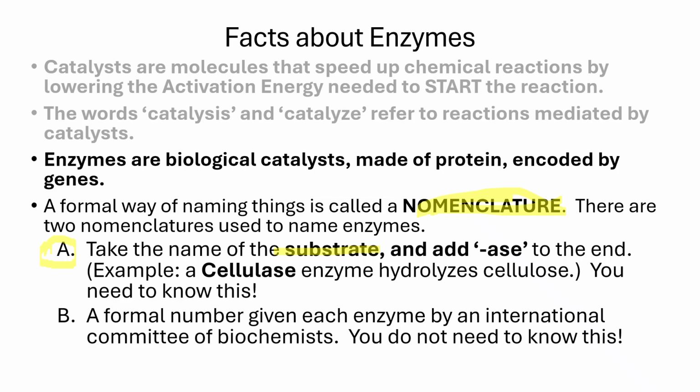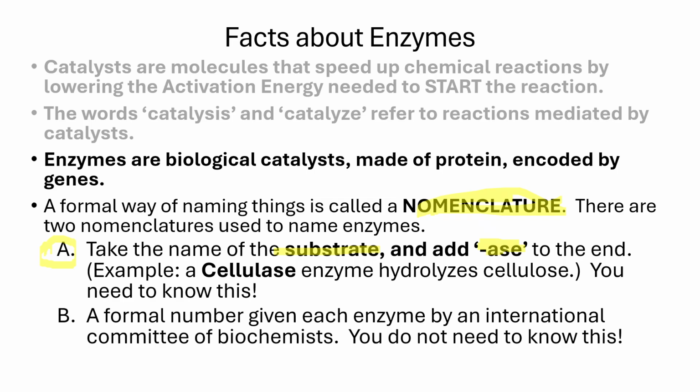So, for example, if the enzyme works on cellulose or amylose, then the substrate for those enzymes would be cellulose or amylose. An enzyme that hydrolyzes cellulose breaks apart the molecule by adding water to it. If the enzyme hydrolyzes cellulose, you simply take the name of the substrate, in this case cellulose, and you add the suffix -ase to the end. So an enzyme that hydrolyzes cellulose would be a cellulase. An enzyme that hydrolyzes a protein would be a protease, and so forth. That's the informal way of naming enzymes.